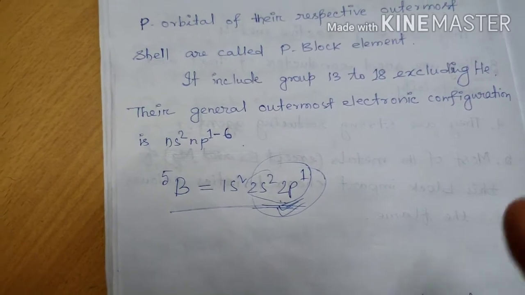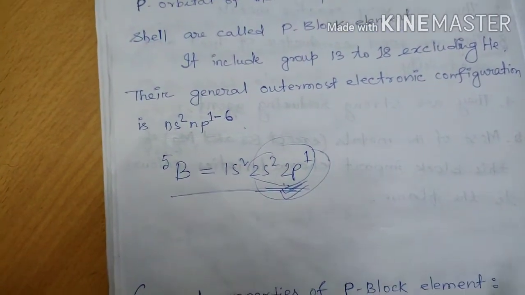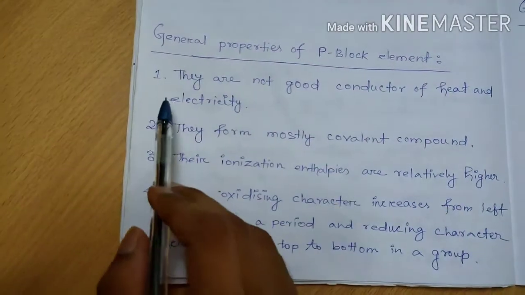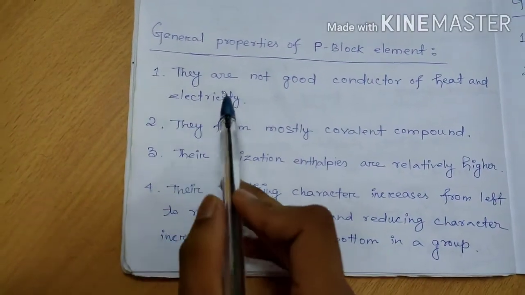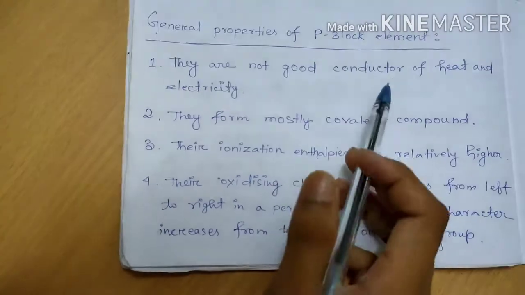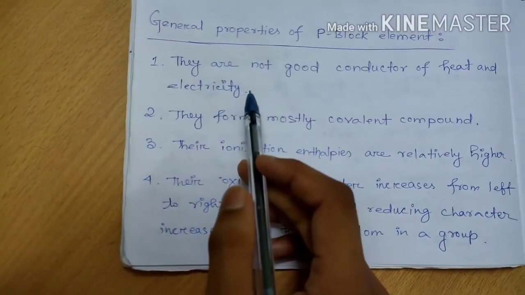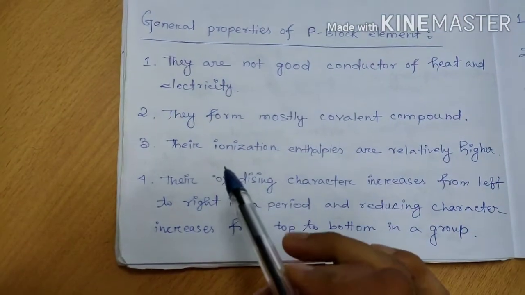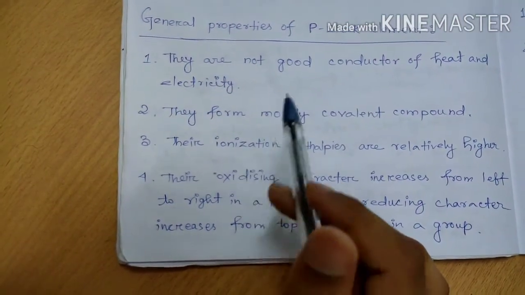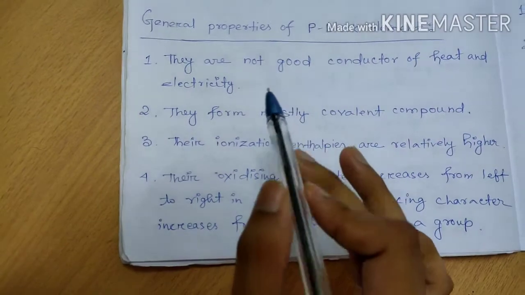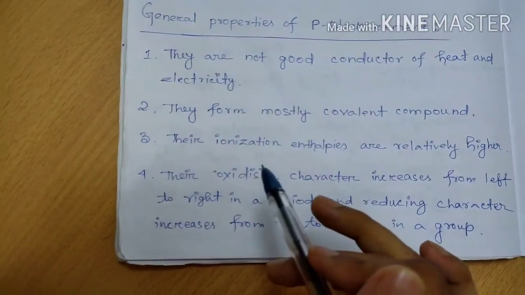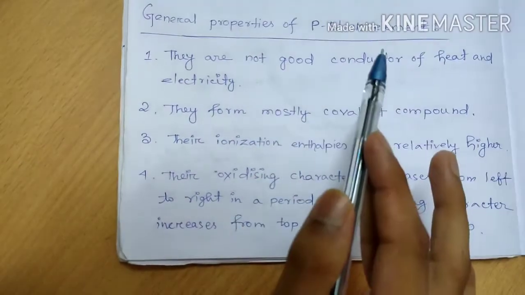Now come to the general properties of p block elements. Number one property is they are not good conductors of electricity. That is, the p block elements are bad conductors of electricity, meaning electricity cannot pass through the p block elements.